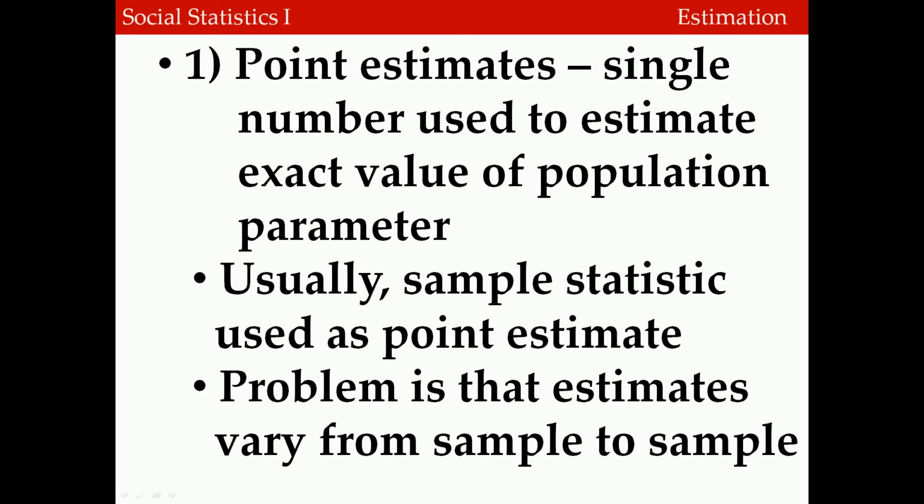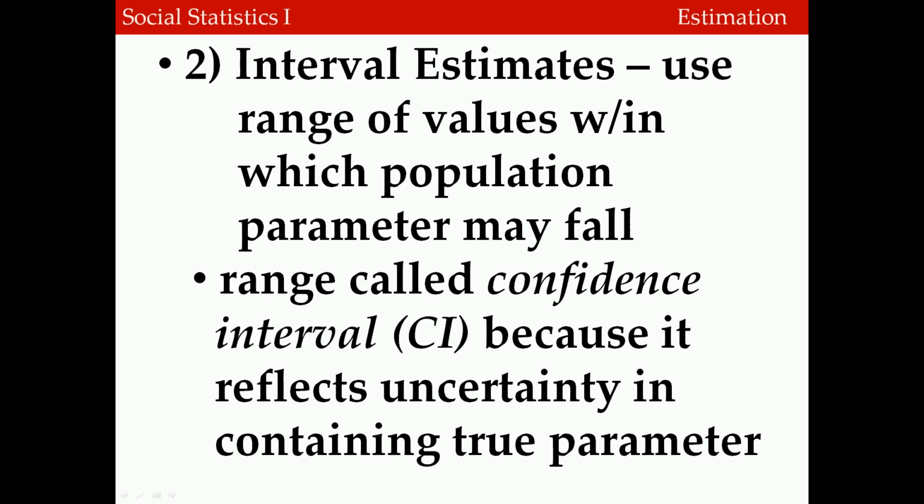So we have to use a different approach to estimate the value of the population parameter. And that approach is to use interval estimation, or what you might know as a margin of error. This uses a range of values within which the population parameter can fall. And that range of values is something called a confidence interval. And it's called a confidence interval because it reflects some uncertainty in creating a range of values that's likely to include the true population parameter.